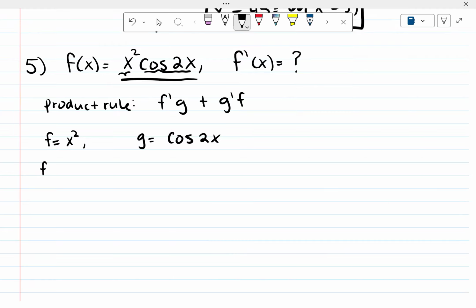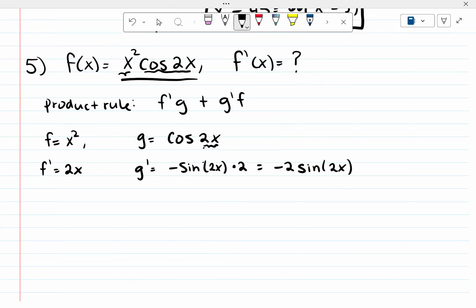Okay, so f prime is going to be 2x, and then g prime. How do you take the derivative of cosine 2x? You use chain rule. So what's the derivative of cosine? It is negative sine, and then leave 2x alone. And then you apply the chain rule. So what's the derivative of 2x? Just positive 2. So you can clean this up a bit. What's 2 times negative 1? Negative 2 sine of 2x.